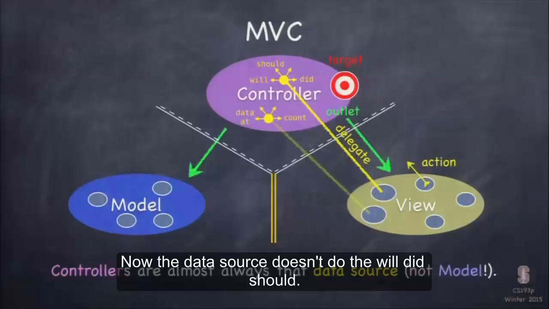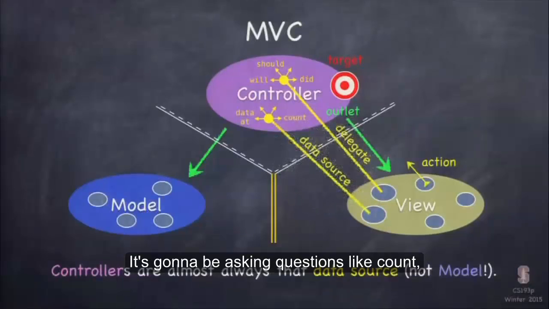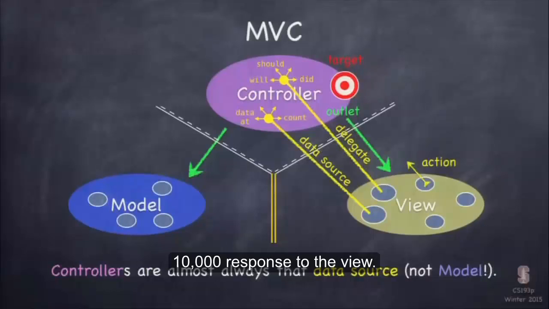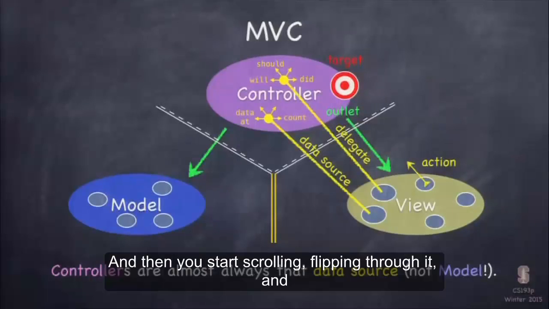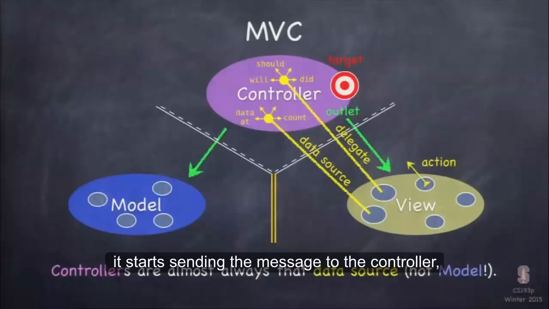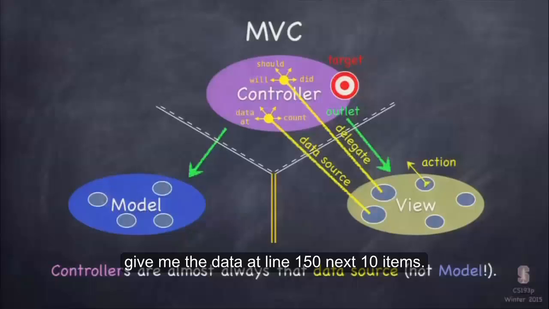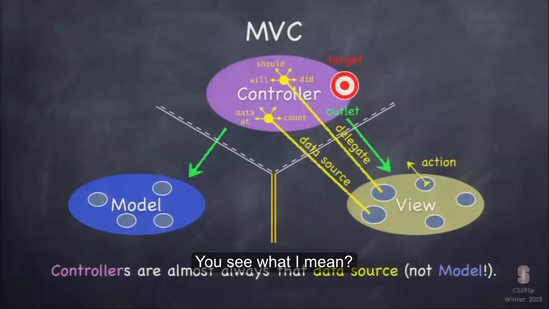Now, the data source doesn't do the will, did, should. It's going to be asking questions like count, like how many songs are there? And the controller looks in the model: 10,000. Response to the view, there's 10,000. The view makes space internally for 10,000 things. It doesn't know what they are, moves the scroll bar indicator a little bit so that you know where it is. And then you start scrolling, flipping through it, and it starts sending the message to the controller, give me the data at line 150, next 10 items.